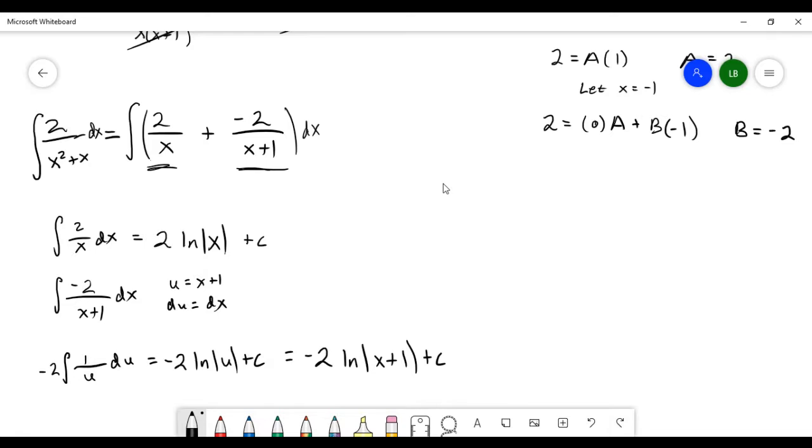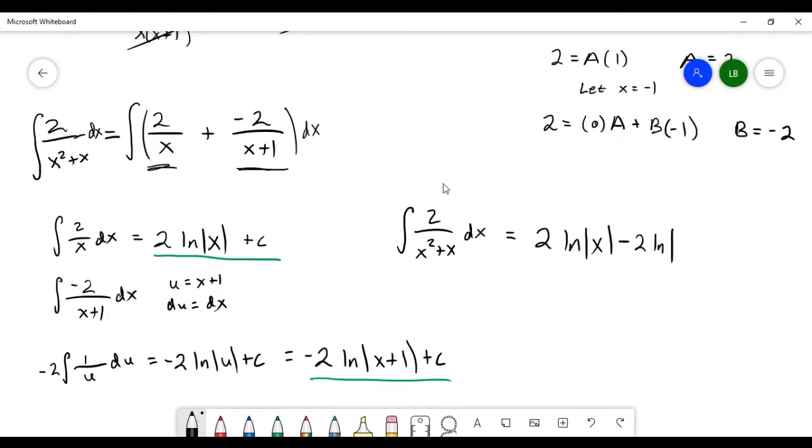And then our answer would just be these two parts added together. So we get that the integral of 2 divided by x squared plus x dx is equal to 2 times the natural log of x minus 2 times the natural log of x plus 1, then plus C if we just combine both of our constants. Does that make sense?